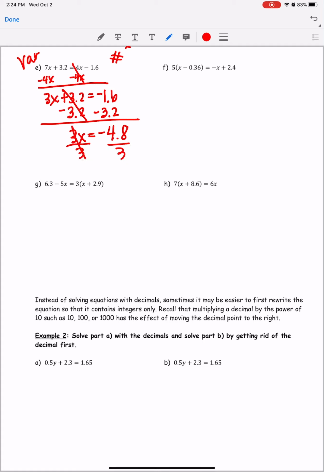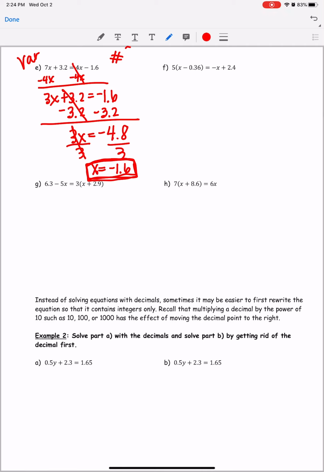Now on that front page, every time we solved a problem, we got a whole number. I'll be honest with you, that happens very rarely when you've got decimals in your equations. So when you put this in your calculator, you get negative 1.6, and that's okay. You're going to get a lot of decimal answers today. Like I said, it's kind of rare for you not to get a decimal answer when you have decimal equations.